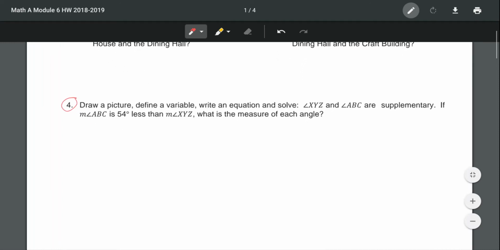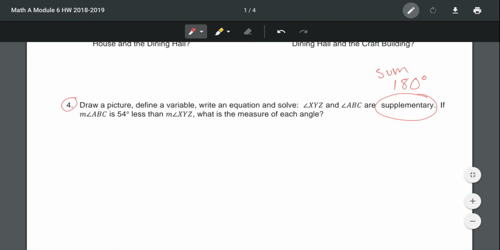So in number 4, it says to draw a picture, define a variable, write an equation, and solve. So you have an angle XYZ and angle ABC that are supplementary. If angle ABC is 54 degrees less than the measure of angle XYZ, find the measure of each angle. So first of all, supplementary angles add up to 180 degrees. Okay, so we need to remember that.